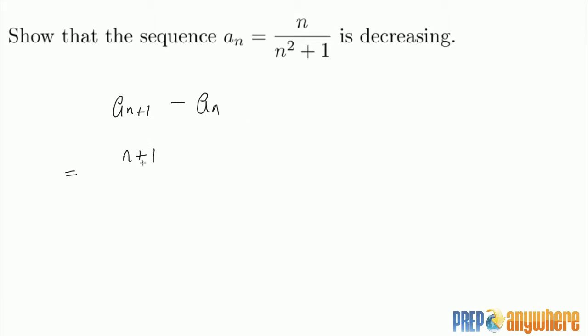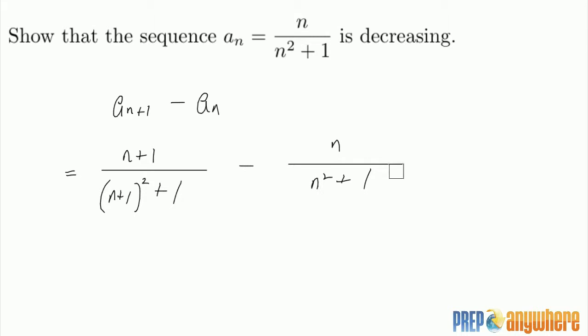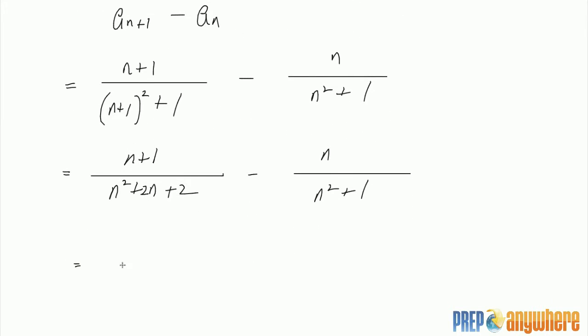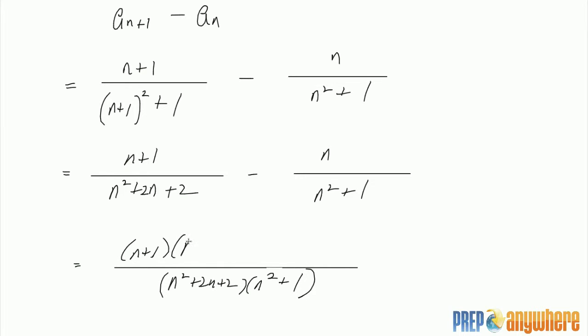a_{n+1} is (n+1) over (n+1) squared plus 1, and a_n is n over n squared plus 1. So at the bottom you get n squared plus 2n plus 1 plus 1, that's plus 2. Okay, so we gotta combine that. So it's (n+1) times (n squared plus 1) minus n times this.